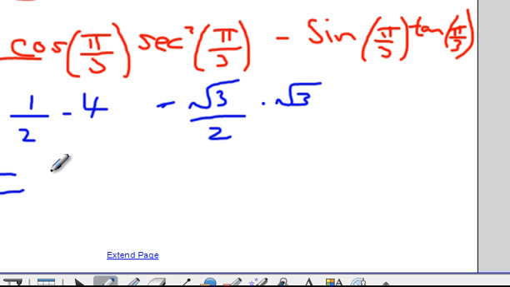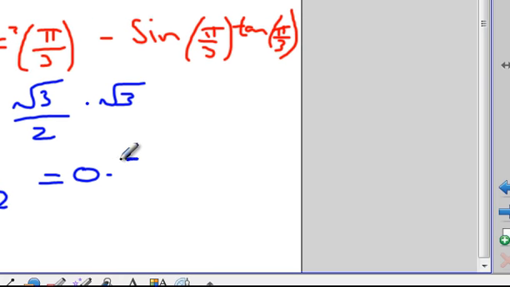Right, 4 times a half is 2, minus root 3 times root 3 is just 3, so 3 over 2. 2 take away 3 over 2, well that's just a half, folks. Job done.